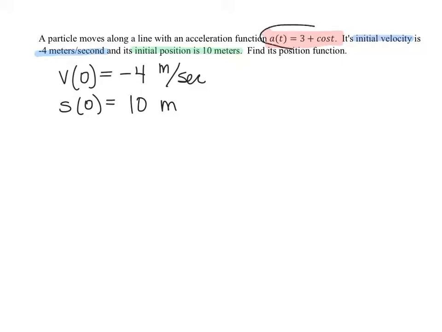these are going to help us to determine an exact antiderivative rather than a general antiderivative. So let's take our acceleration function that we were given and compute the antiderivative. This would be the general antiderivative of this function, which will be velocity. The antiderivative of 3 will be 3 times t. The antiderivative of positive cosine t will be positive sine of t, plus some unknown constant. We'll just call it c.